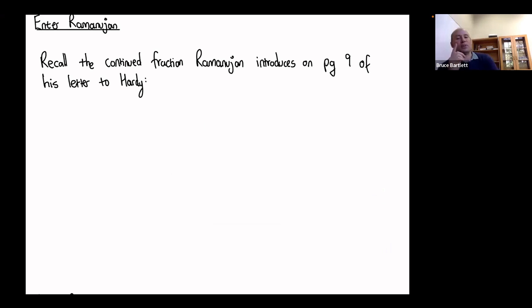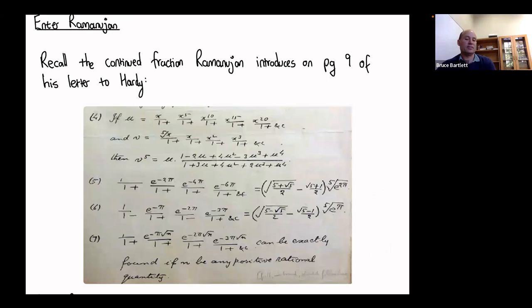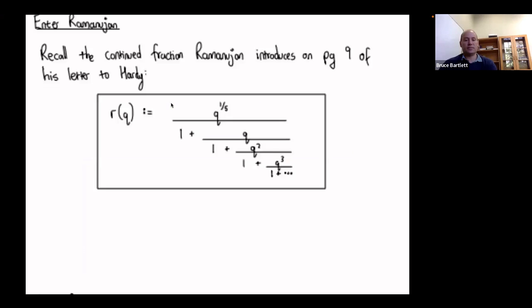Okay, so now Ramanujan's going to enter the story. To recall the continued fraction that Ramanujan introduced on page 9 of his letter to Hardy, he has an extract from that letter. I'm talking about this continued fraction here. This thing here, basically.